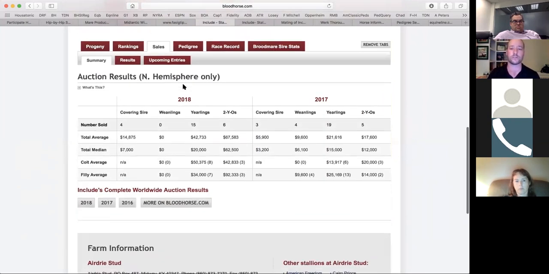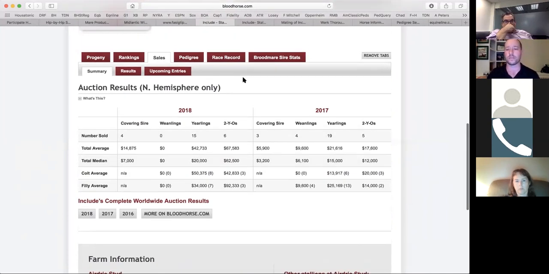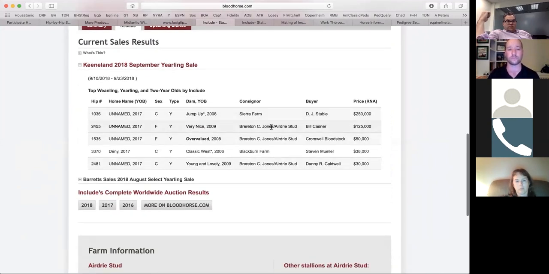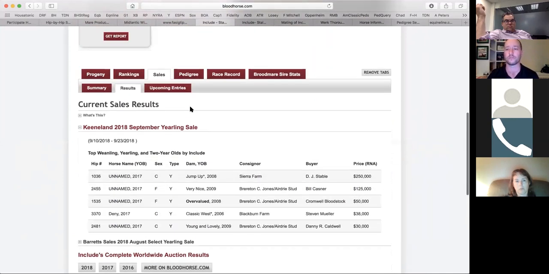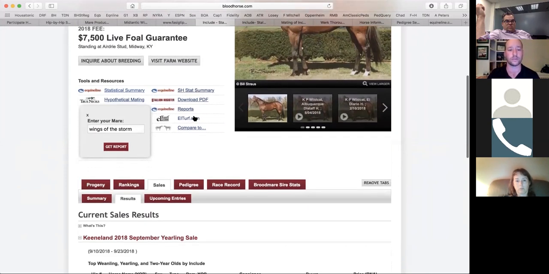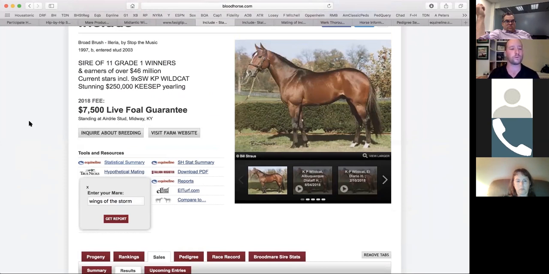Sales, it gives his sales results from the last couple of years. Again, things you can go and find. You can pull up specific sales results down there, specific horses. Include actually had a $250,000 and $125,000 yearling at the September sale recently. So those are pretty solid sales results for a fairly old stallion who doesn't get the commercial respect that he deserves.